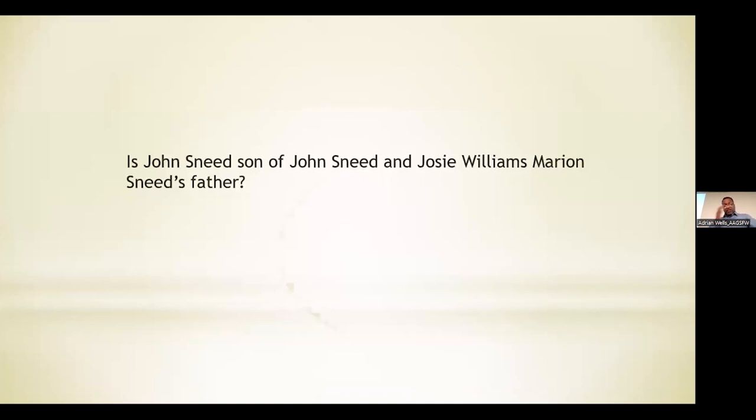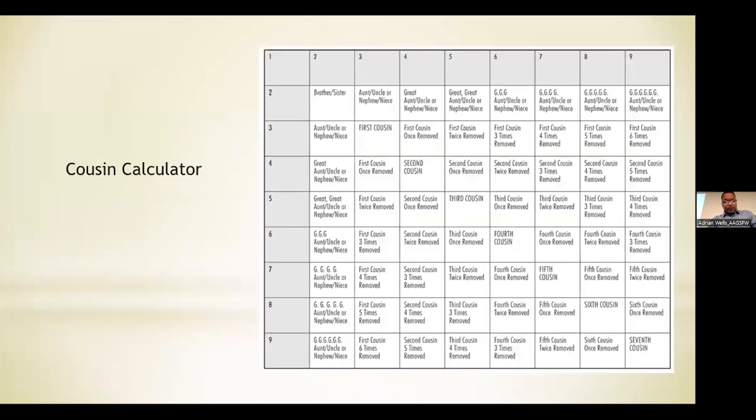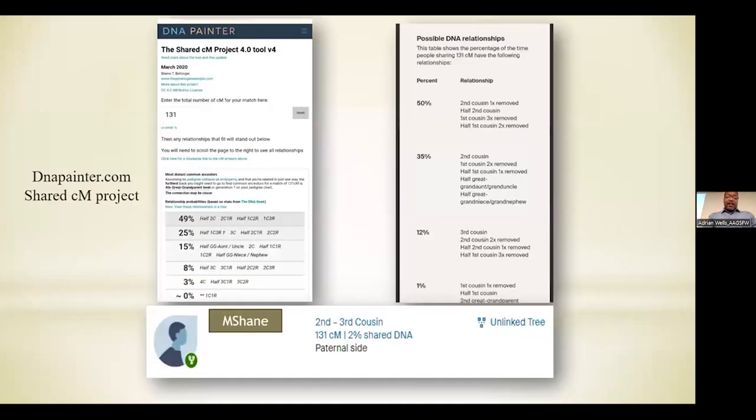So still the question is, is John Sneed, son of John Sneed and Josie Williams, Marion Sneed's father? So again, if you listen to any of the previous talks I've done, I use the cousin calculator. That's something I've used a lot in my research. So that's when I go back to my trusty cousin calculator. And I also use DNAPainter.com, their Shared cM Project. And so here we're going to use M. Shane, who shared 131 centimorgans of DNA.